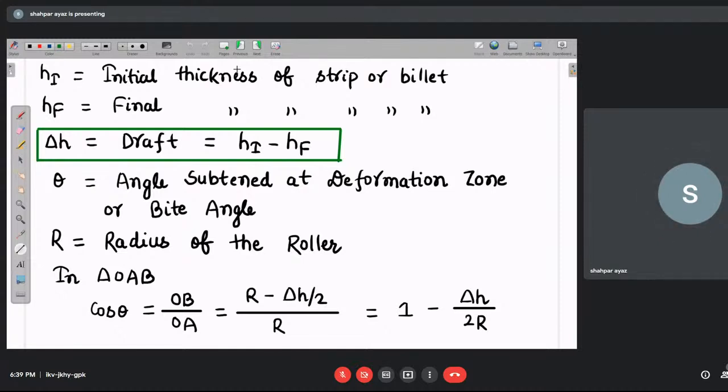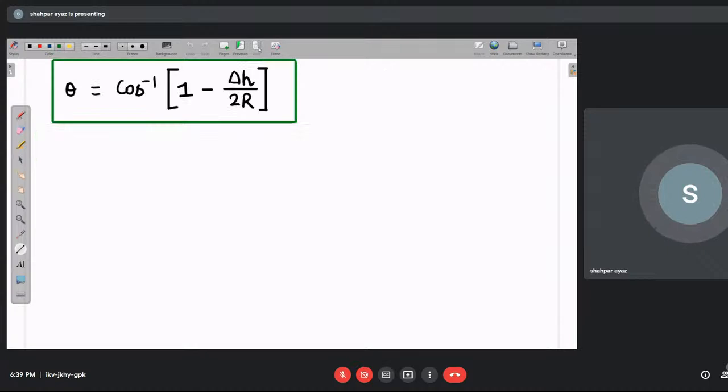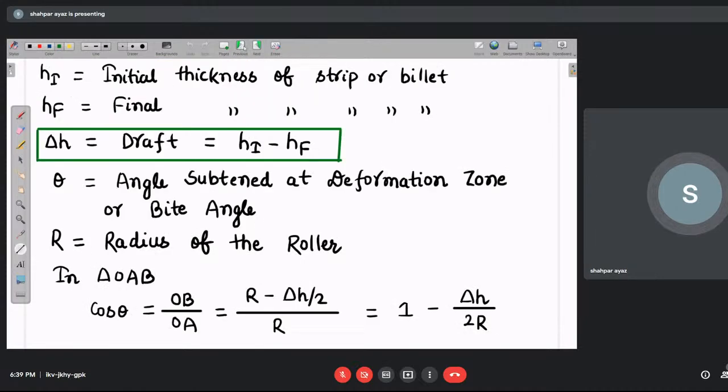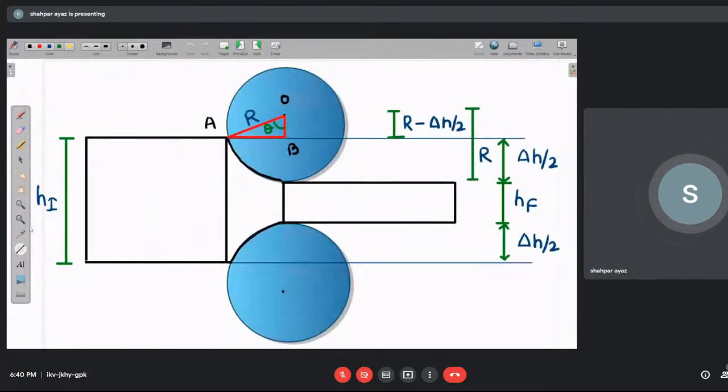Now see, once the bite angle part is clear, the next discussion is projected length calculation. This length is called projection. Suppose this is your deformation, the deformed curve. If you project it on the roller, it appears on the length AB. Therefore, AB is called your projected length LP.